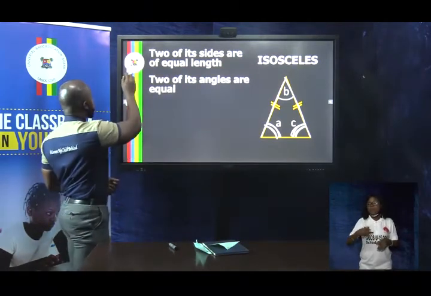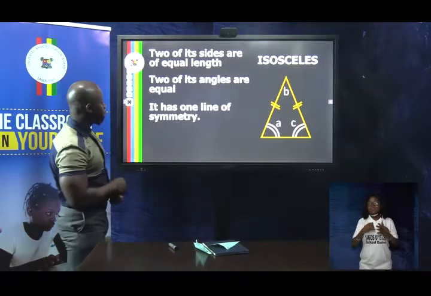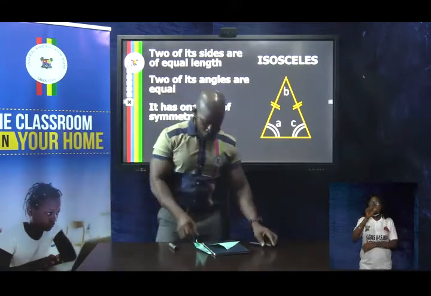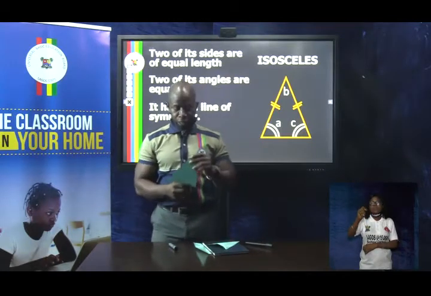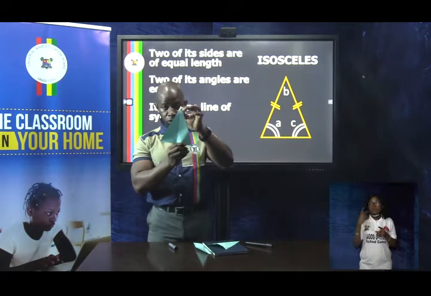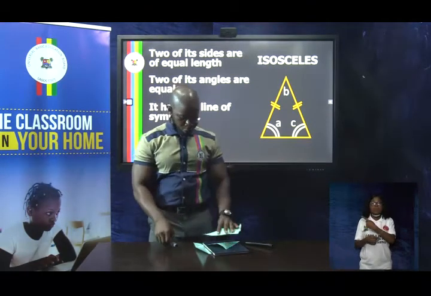What other property does it have? It has one line of symmetry. Now you will see what I mean by one line of symmetry. This is an isosceles triangle. So let me just mark the top for you.